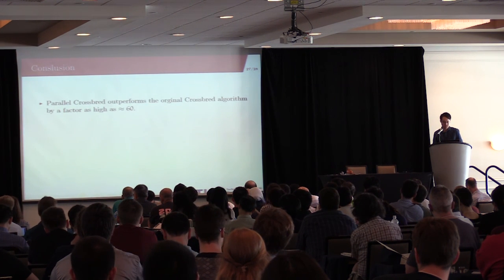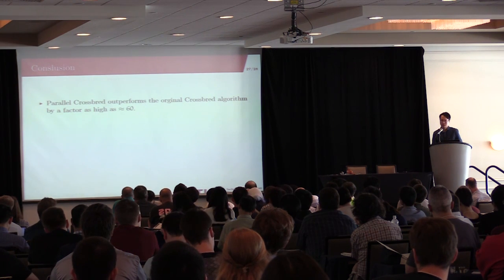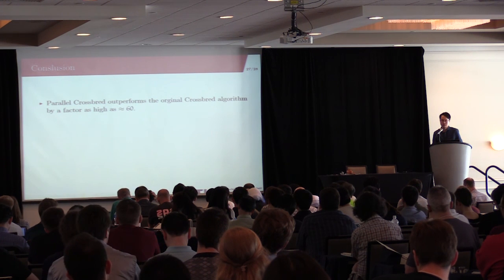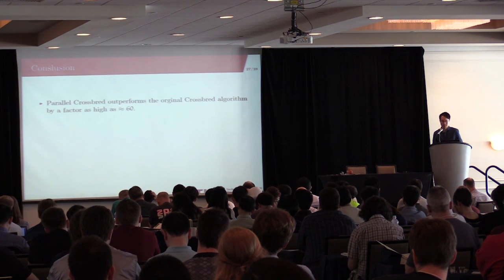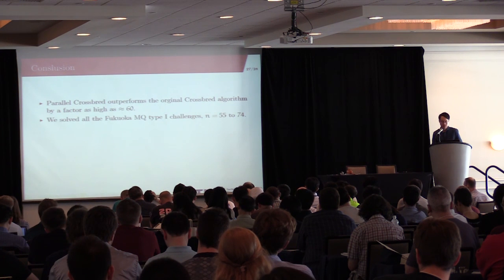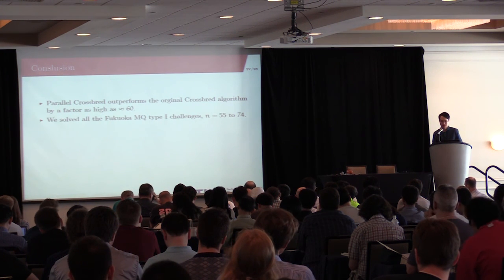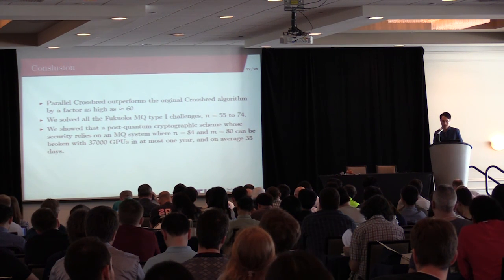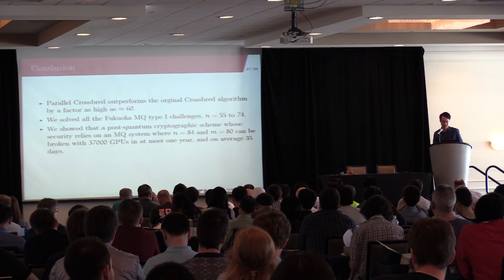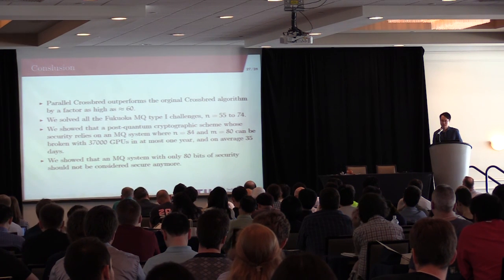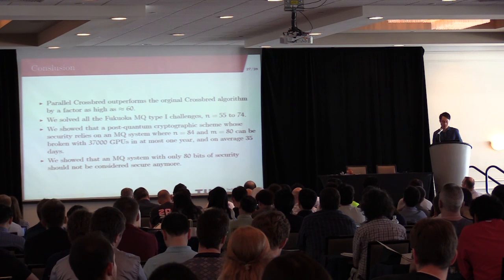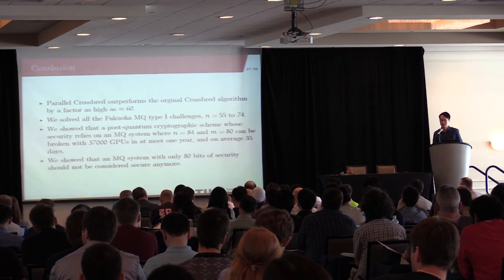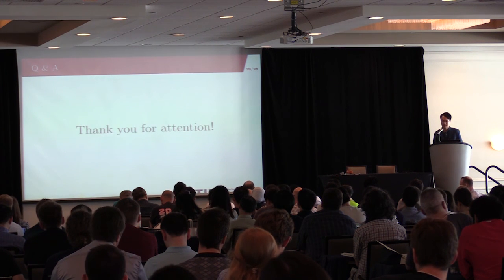To sum up, we adapted and implemented the original algorithm, and the speed up can be considerable in certain cases. We also solved both Fukuoka MQ challenges, type 1 challenges, and we also showed that it's possible to break an MQ system with this software. Its security is a bit less than claimed. And finally, we showed that an MQ system with 80 bits of security should not be considered secure anymore. Thank you for your attention.